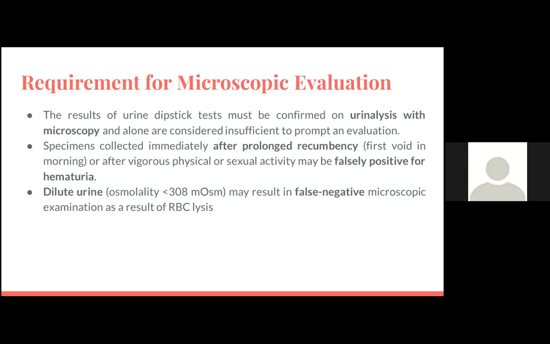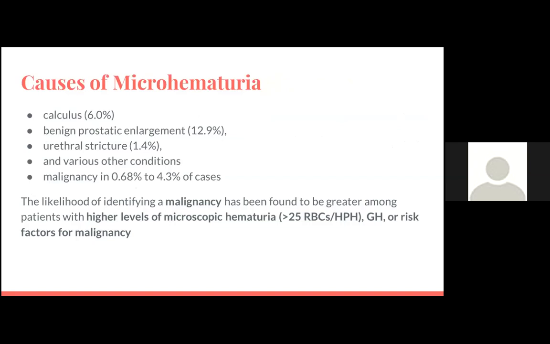For the causes of microhematuria, in most studies, 1/3 to 2/3 of patients evaluated have been found to have a demonstrable cause, including calculus, benign prostatic enlargement, urethral stricture, and various other conditions. Notably, the evaluation of the patients with microscopic hematuria has been found to yield a diagnosis of malignancy in 0.68% to 4.3% of cases, depending on the characteristics of the population evaluated, the threshold for evaluation, and the completeness of the evaluation. The likelihood of identifying malignancy has been found to be greater among patients with higher levels of microscopic hematuria, greater than 25 RBCs per high power field, or risk factors for malignancy.